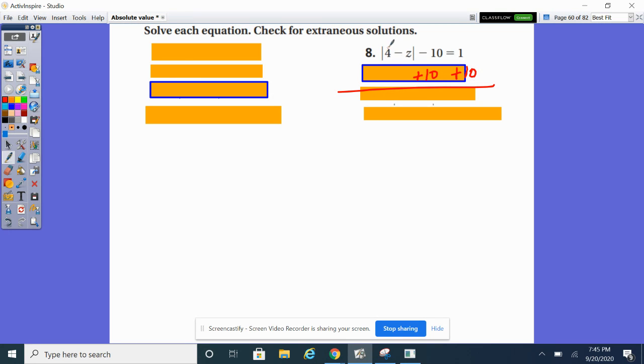See what's left. So the 4 minus z, that's going to be there still. Negative 10 plus 10, that cancels. And over here, 1 plus 10, that equals 11. Look, the bars are by themselves. Nothing in front, nothing at the end. We're going to do 2 cases here. We're going to get rid of the bars and just write 4 minus z is equal to 11. Basically the same problem without the bars. And we'll do it again. 4 minus z, no bars there, is equal to, this time we got to call it negative 11.